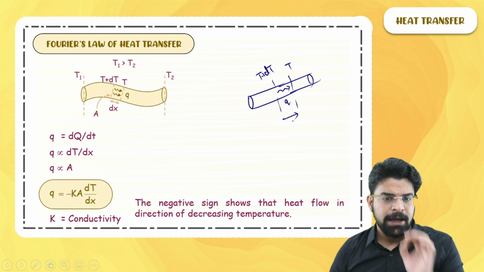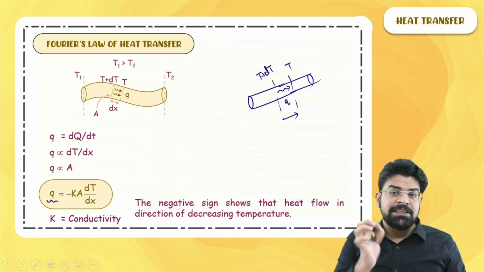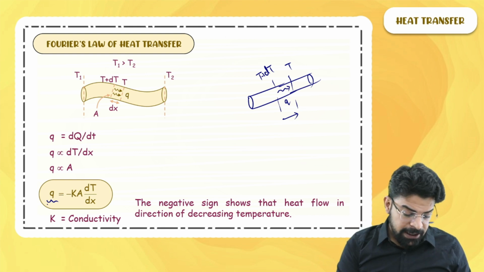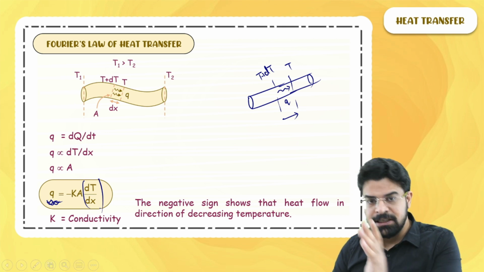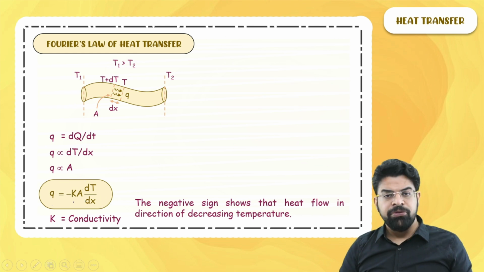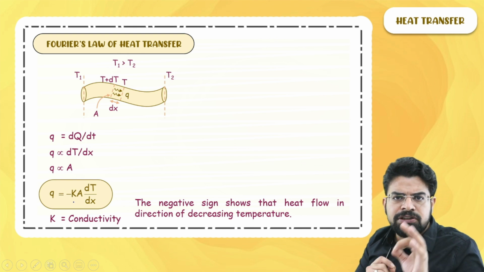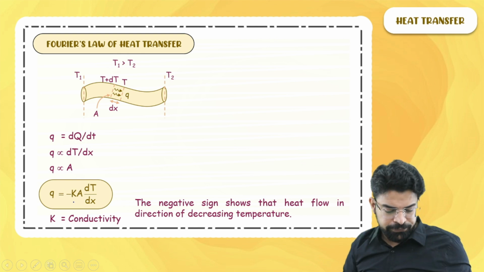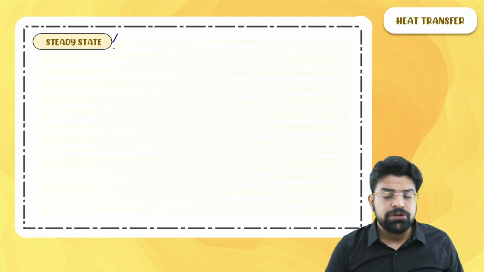So remember that since heat flows in the direction of decreasing temperature, the heat flows in the direction where the temperature gradient is negative, where the temperature decreases. So as to balance the equation, we should multiply by a minus sign. Just remember that this minus sign tells us that heat flows in the direction of decreasing temperature. So moving on, let's learn about steady state.